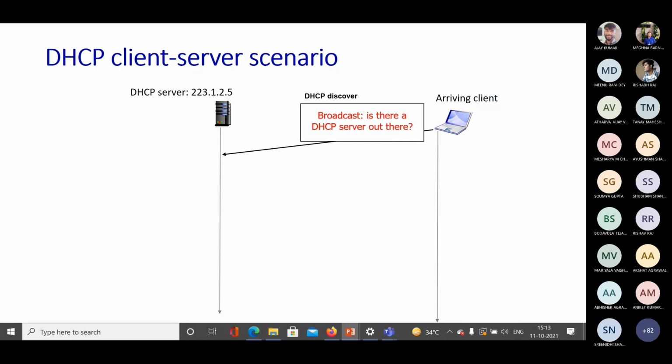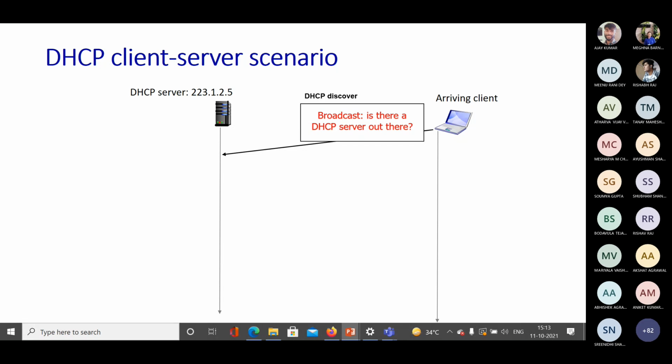Broadcast message is essentially the message that is being sent to all hosts in the subnet which are connected to this particular client. Okay, so the broadcast message is being sent. What is a broadcast message? That is a DHCP discover message, which essentially means: is there any DHCP server?